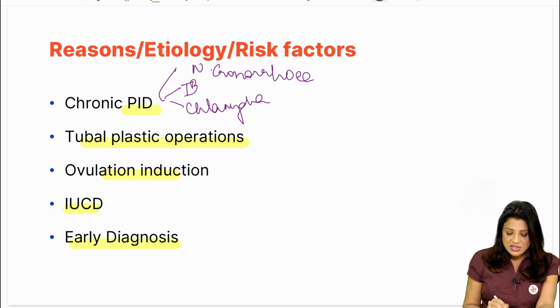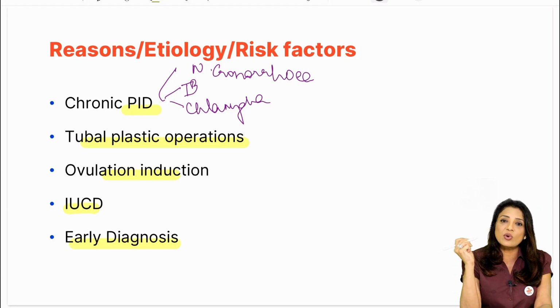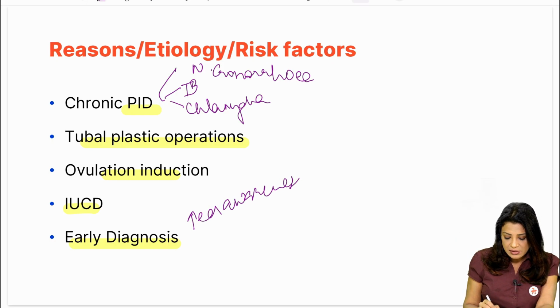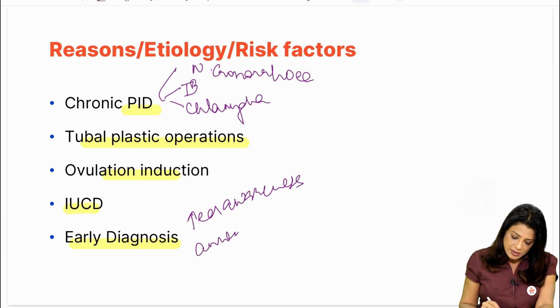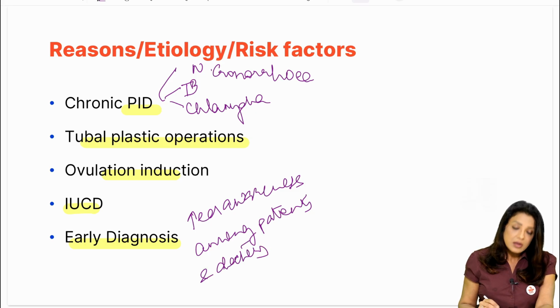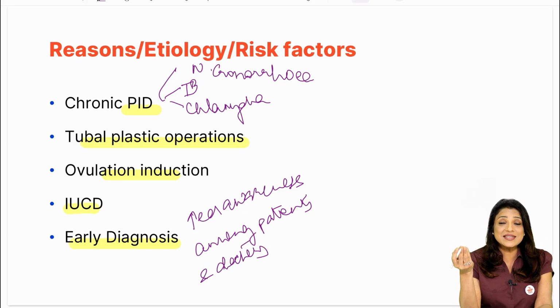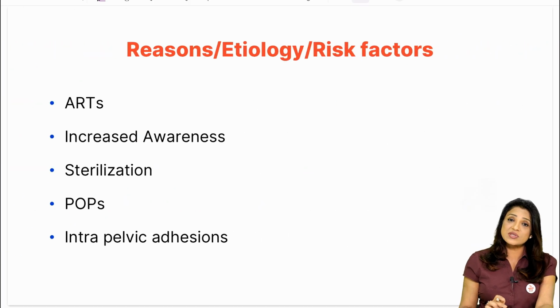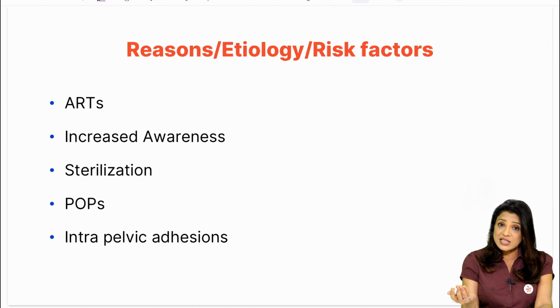Then early diagnosis. Why is early diagnosis a risk factor or etiology factor? Because of increased awareness, among patients and among doctors as well. We treat what we know. Our eyes see what our brain knows, right? So now we know ectopic can be a presentation, so we know what we are doing. So early diagnosis has decreased the mortality but increased the detected risk factor or etiology.